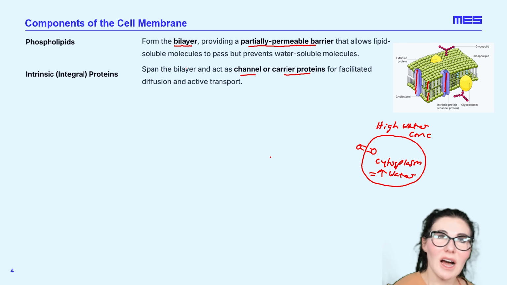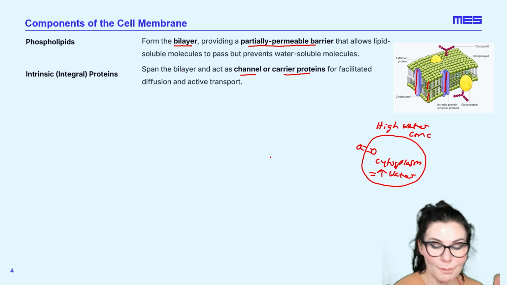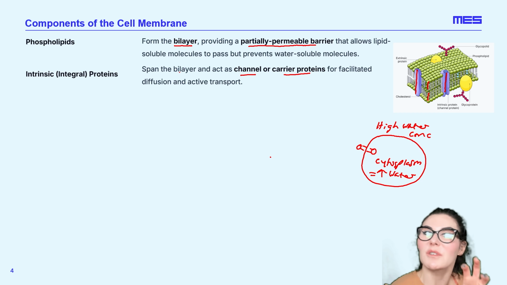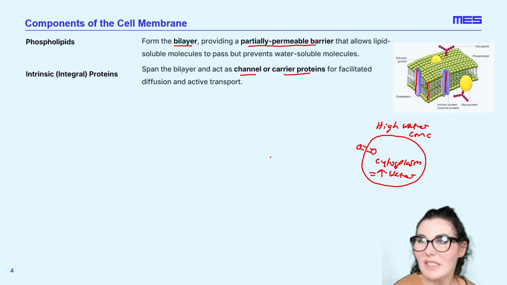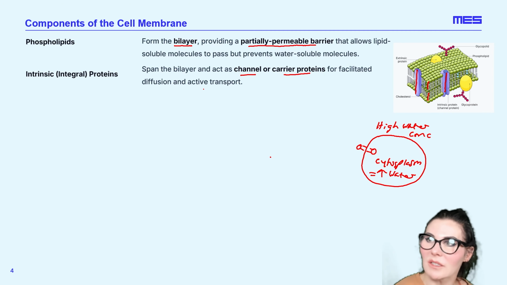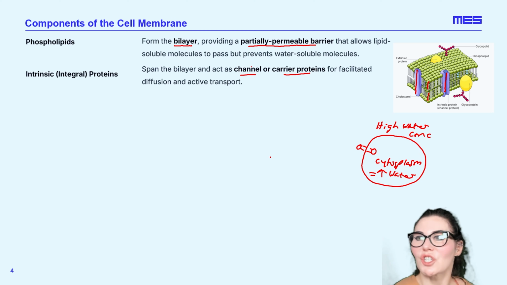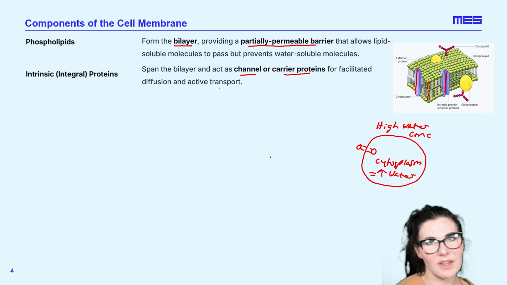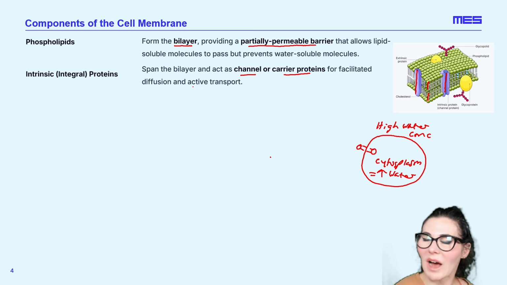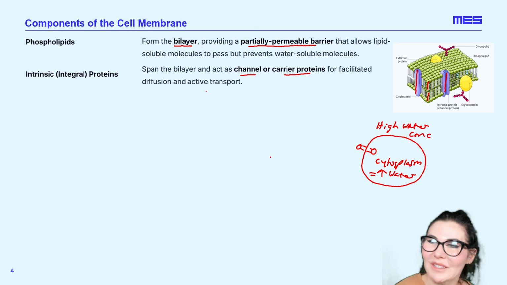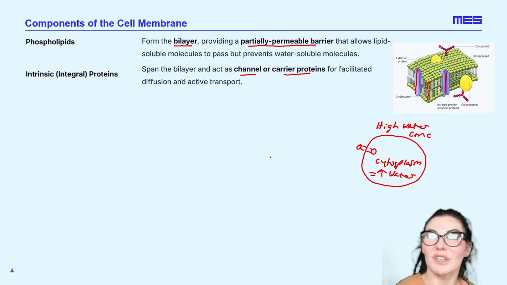Carriers tend to have receptor sites in their structure which will bind to very specific, complementary shaped molecules and move them across. And that can be through a facilitated diffusion process or even active transport if it's going against the concentration gradient. Channel proteins are used for facilitated diffusion, but not for active transport, whereas active transport is only carrier proteins, I should say, and then facilitated diffusion can use both.